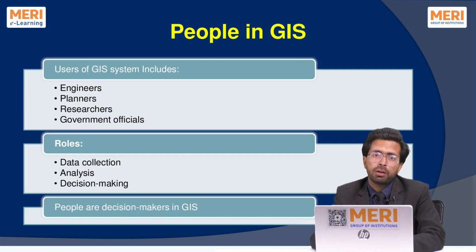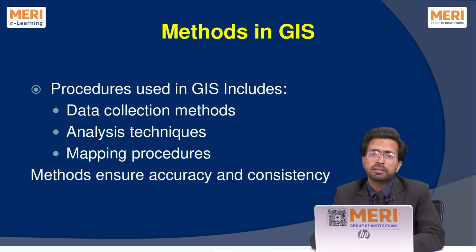The final component of GIS is methods. Methods refer to the procedures and techniques used in GIS operations. These include data collection methods, analysis techniques, and mapping procedures. Methods ensure that GIS operations are carried out in a systematic and consistent manner. For example, standardized methods are used to collect data to ensure accuracy and reliability. Similarly, analysis methods are used to ensure that the results are consistent and reproducible.